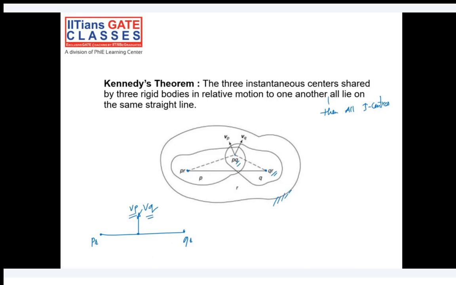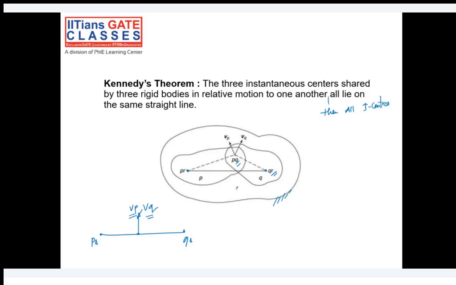Okay, I'll repeat the theorem. If three bodies have relative motion among themselves, their I centers must lie on a straight line. Okay, this is the theorem. It's called Kennedy's theorem.